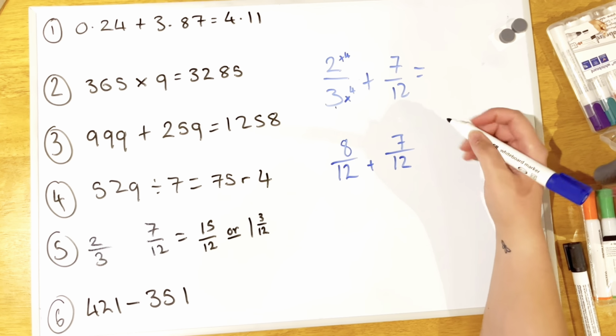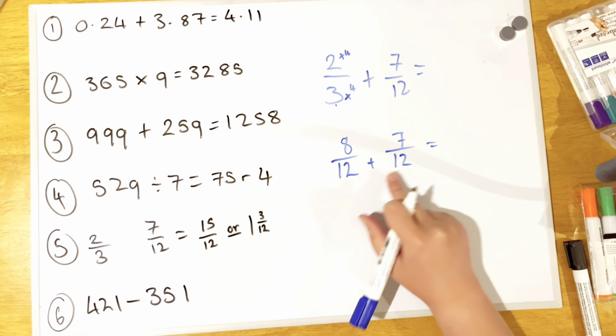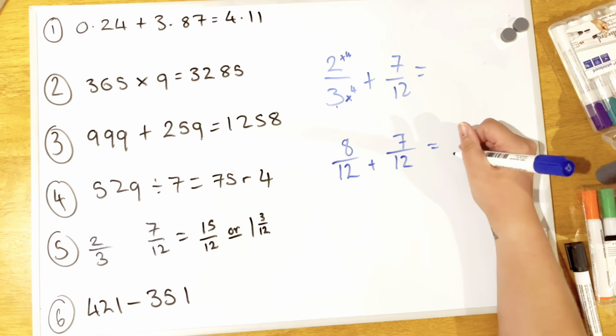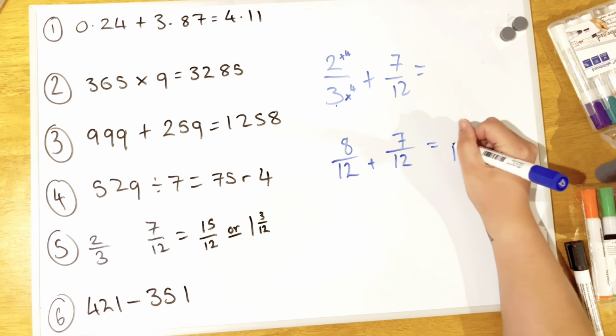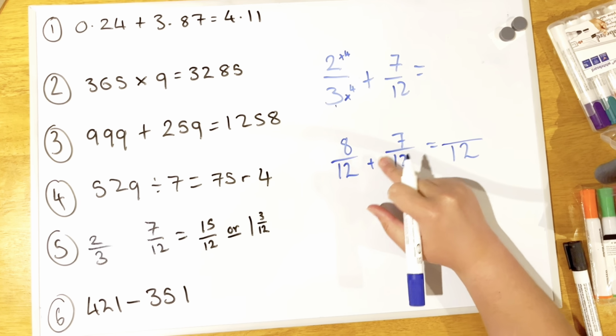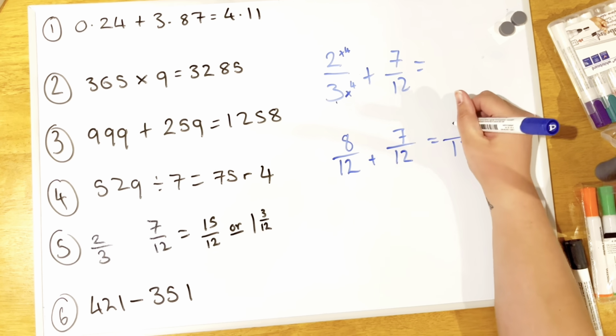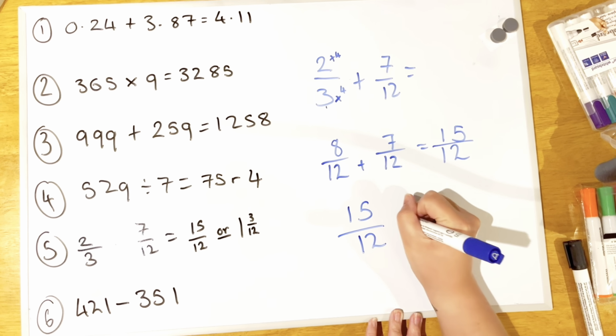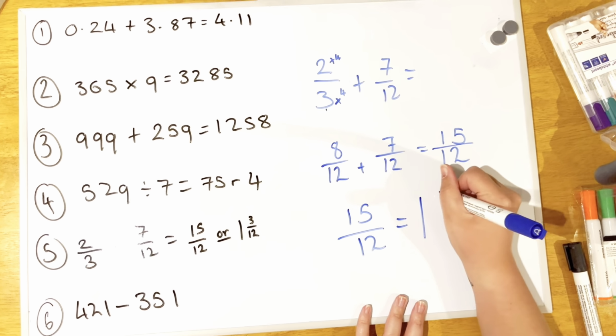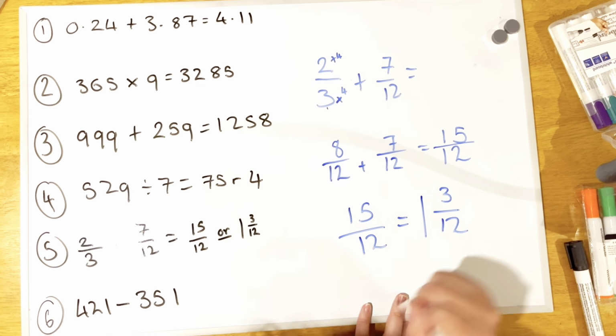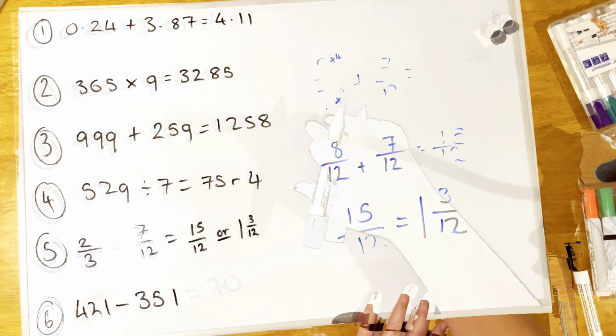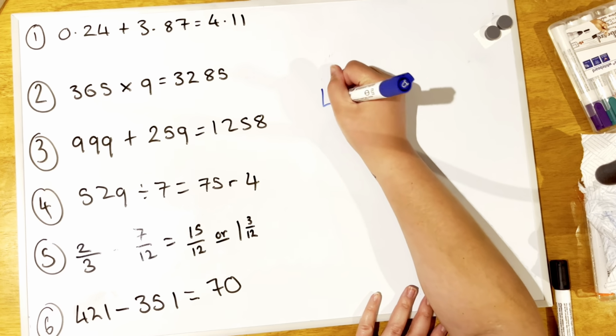So 8/12 plus 7/12. Well, we know that when we have the same denominator, that we just carry it over. So that's 12. So then 8 plus 7 is 15. So you can leave it at 15/12, or if you want to make 15/12 into a mixed number, it would be 1 and 3/12. I'll accept either answer.